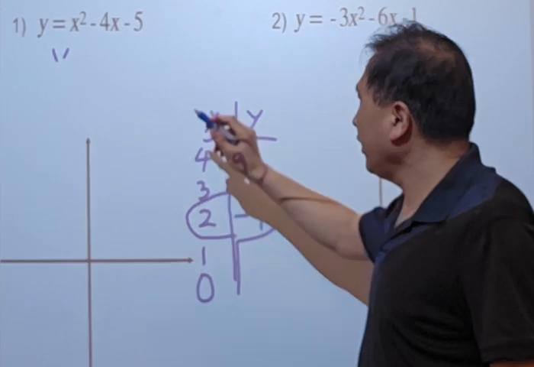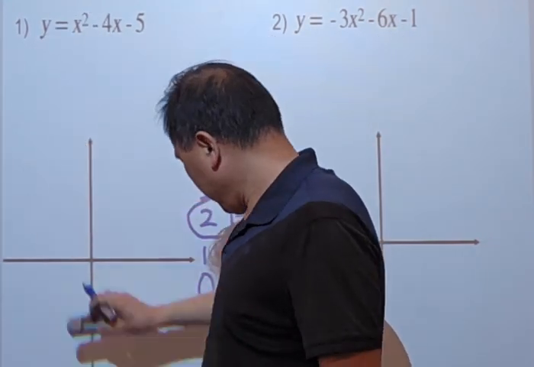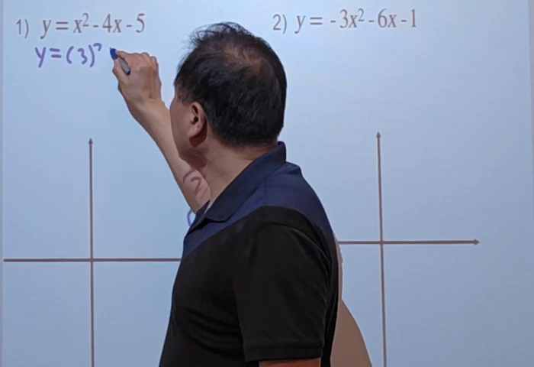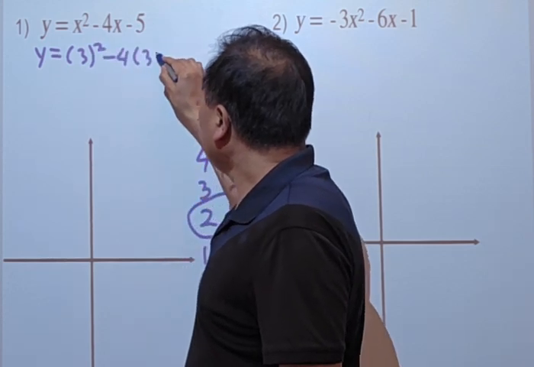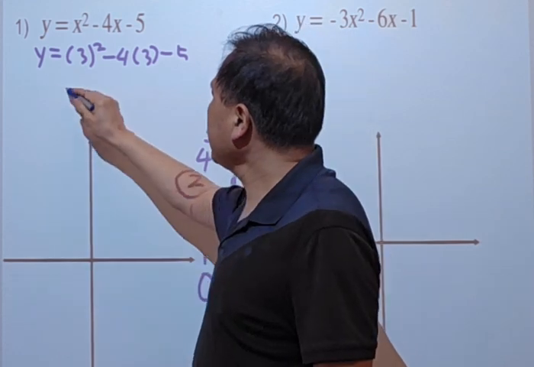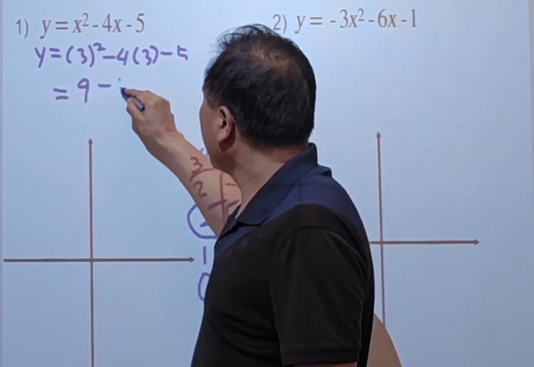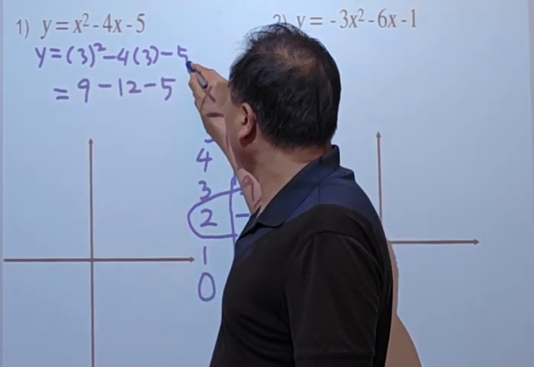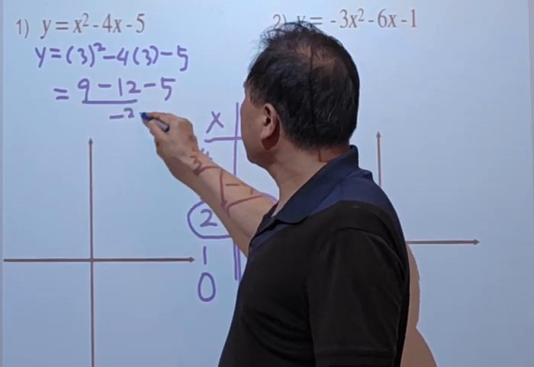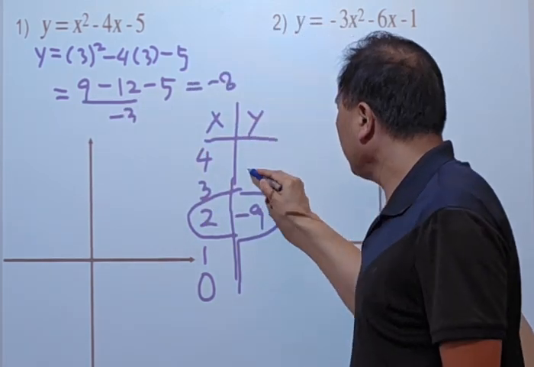So let's plug in 3 there. Instead of x, I'm going to put 3 there with the parentheses. So 3 squared minus 4 times 3 and minus 5. That's 9 minus 12 minus 5. So this is minus 3, so minus 8. Okay, minus 8 right there.